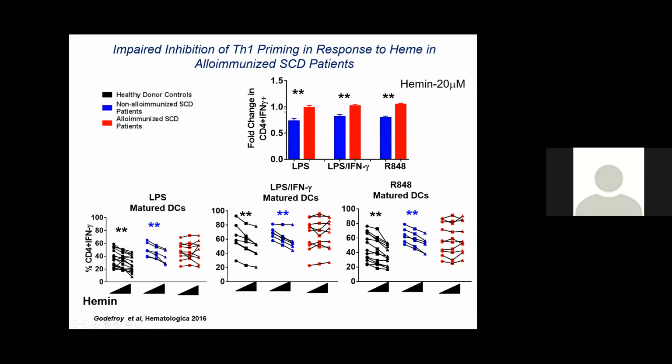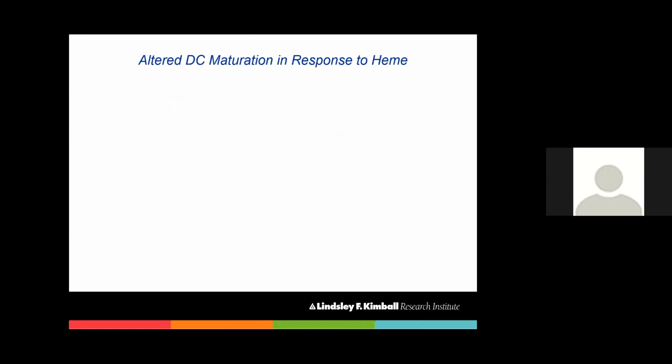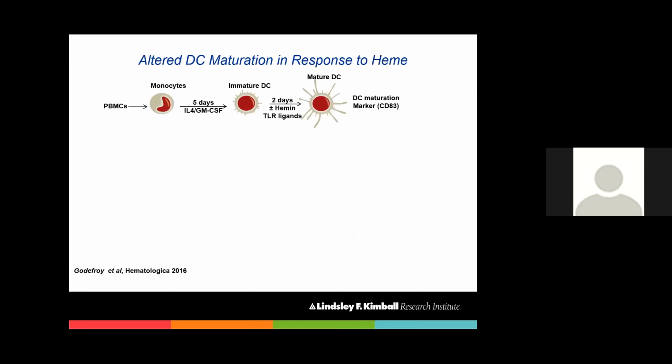Whereas in the non-alloimmunized, there's about 25% less Th1 priming going on. What is the mechanism? As I said, maturation is very important. So we looked at whether it affects dendritic cell maturation, and CD83 is a marker of maturation, so we focused on that one.